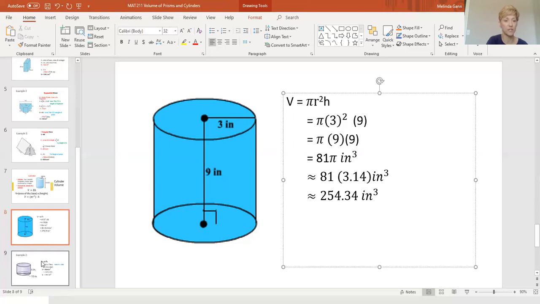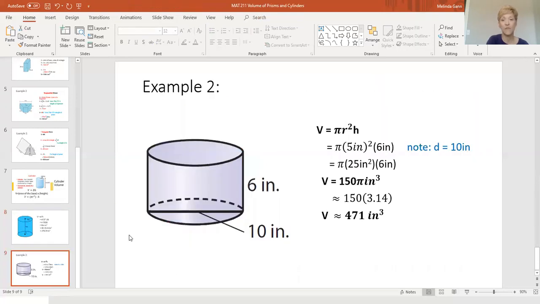Let's try one more just to be clear. This time they didn't give me the radius, they gave me the diameter. But my formula is still pi r squared h for the volume of a cylinder, but I need the radius. Well, if it's 10 inches all the way across, then halfway is going to be 5. So that's how I knew the radius was 5 inches. Remember, you do exponents before you multiply, so 5 squared is my 25. Then 25 times 6 is 150, but don't forget your pi. So it's exactly 150 pi cubic inches.